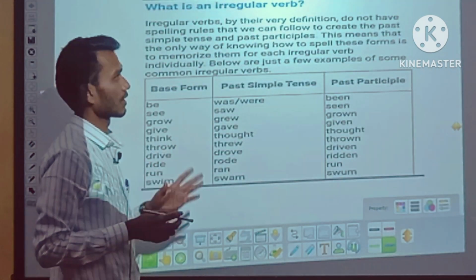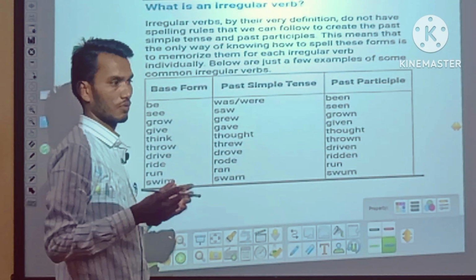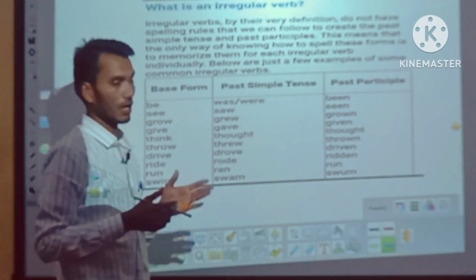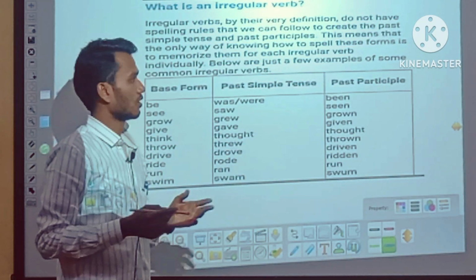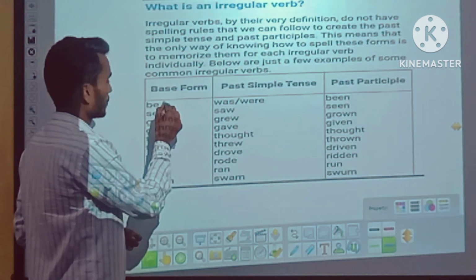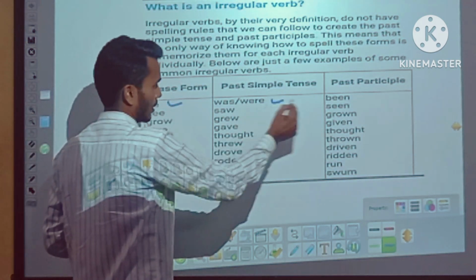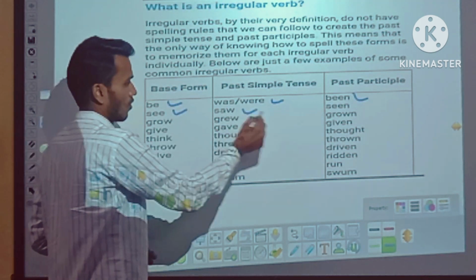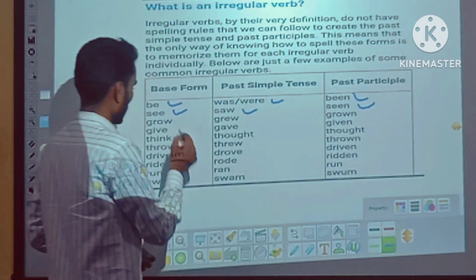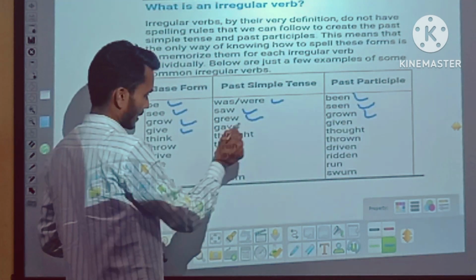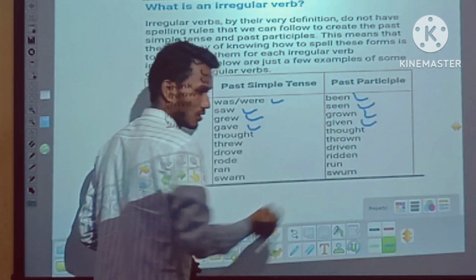Then we have irregular verbs. Irregular verbs are opposite to regular verbs. They do not have the ED form or D form. Here be becomes was or were, been. See, saw, seen. Grow, grew, grown. Give, gave, given.